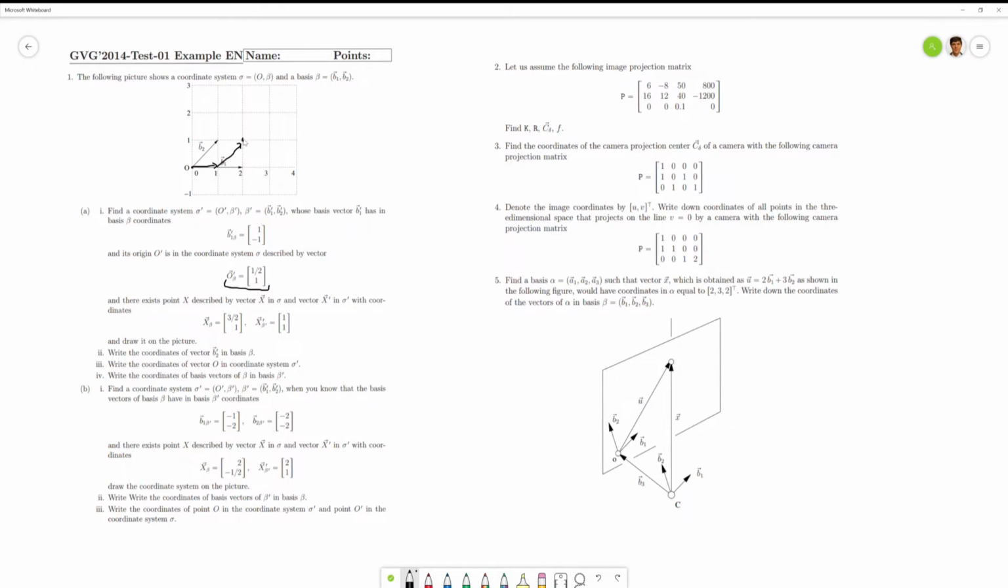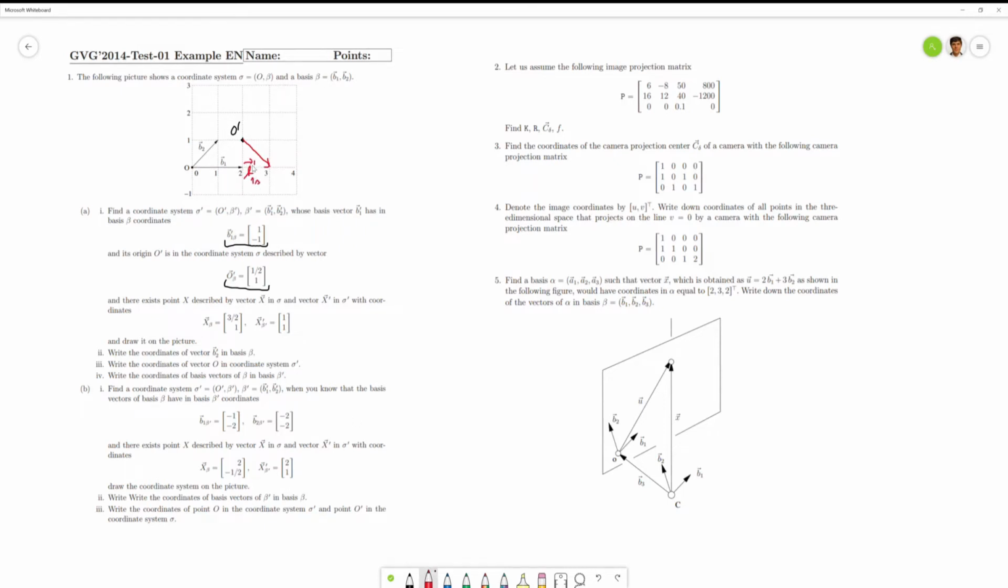In the first task we would like to show O prime and beta prime coordinate system. We know that O prime is 0.5 times beta 1 plus 1 times beta 2. And beta 1 prime is 1 times beta 1 and minus 1 times beta 2. I'm drawing beta 1 prime as a free vector from O, but the coordinate system beta prime will have origin O prime, therefore beta 1 prime will be from this origin O prime.